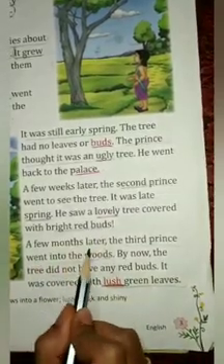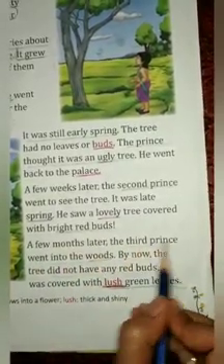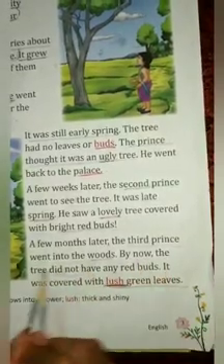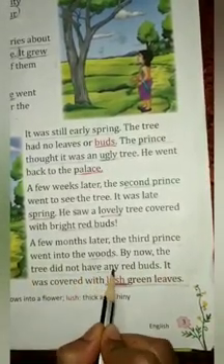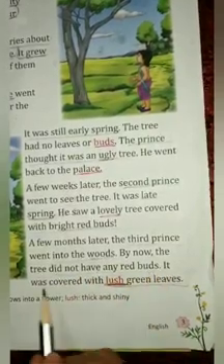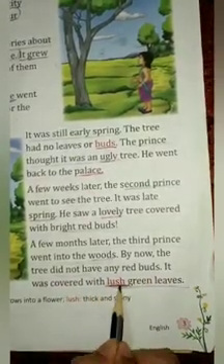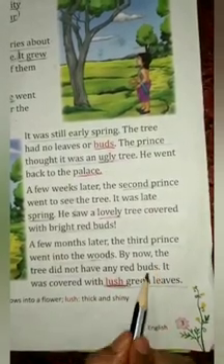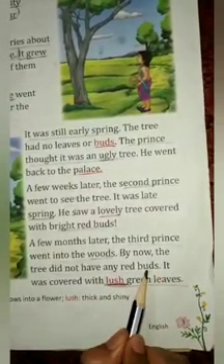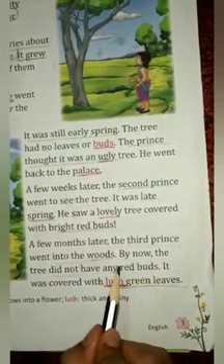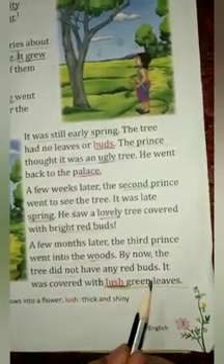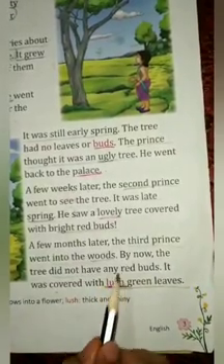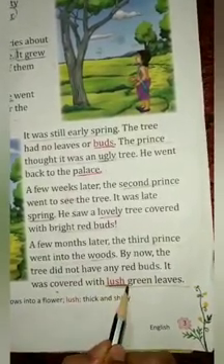A few months later, the third prince went into the woods. By now, the tree did not have any red buds. It was covered with lush green leaves. A few months later, the third prince went in the forest and saw that the tree did not have any red buds and was covered with only lush green leaves.